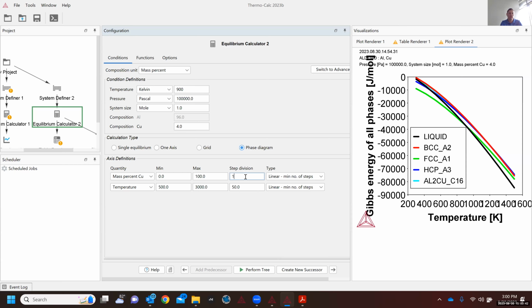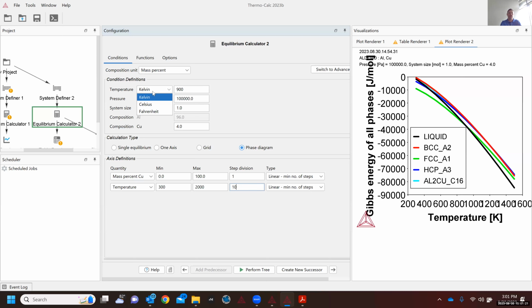A typical step division is 1%. And again, we'll go from 300 to, I'm going to do 2000 now because I'm not entirely sure if copper melts below 1500 K, but I'm pretty sure it does below 2000 K. So axis 1 is mass % copper from 0 to 100% with a step of 1. Temperature is our second axis, 300 to 2000, and a step of 10.